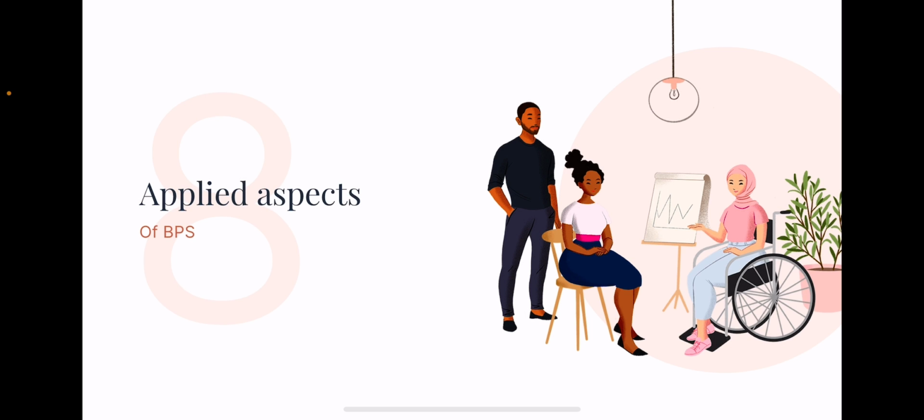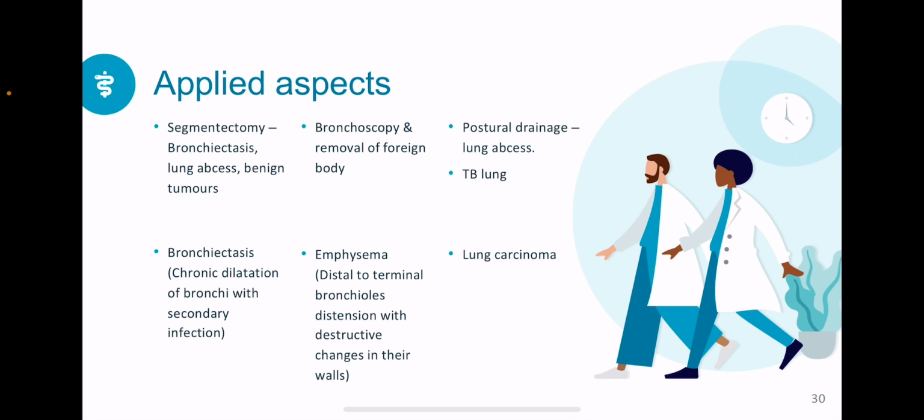Lastly, we talk about the applied aspects of bronchopulmonary segments. The applied aspects include segmentectomy, bronchiectasis, lung abscess, and benign tumors. Then we've got bronchoscopy and removal of foreign body. Then we have postural drainage, lung abscess, and tuberculosis lung. We also have bronchiectasis, chronic dilatation of bronchi with secondary infection. Emphysema, distal to terminal bronchioles distension with destructive changes in the walls. And lung carcinoma.